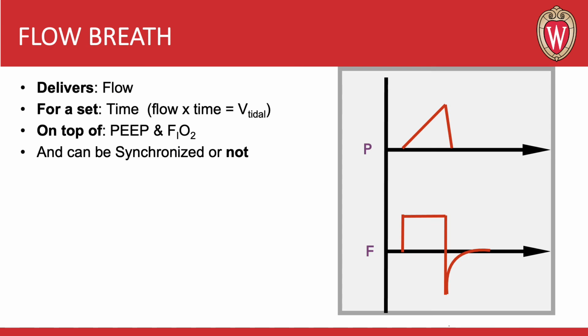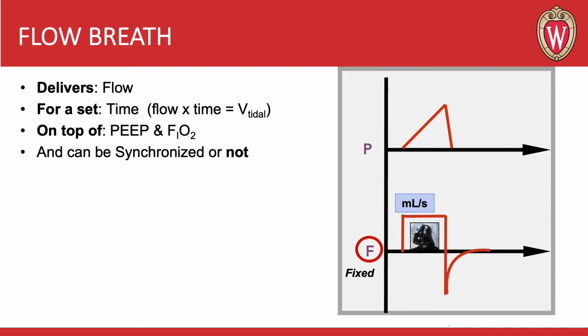Flow breaths, and again, these refer to volume modes, with the exception of PRVC, which is not really a volume mode, but some people call it that. Flow breaths deliver flow, and this flow is given at a fixed rate, so it's a square box, and this is why I call it Darth Vader breathing. If you try this out, I'll try to make it loud enough in the microwave. It's a fixed inspiratory rate.